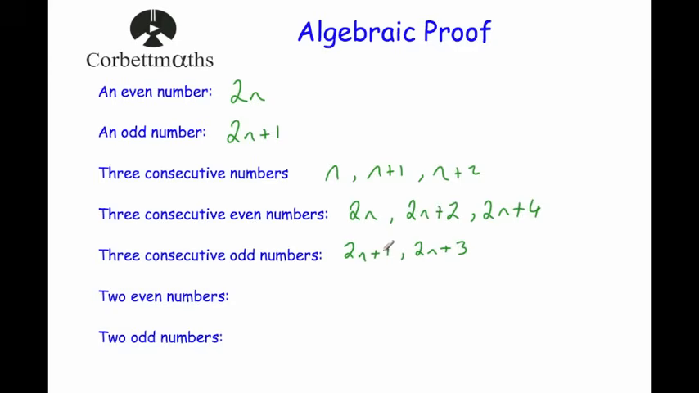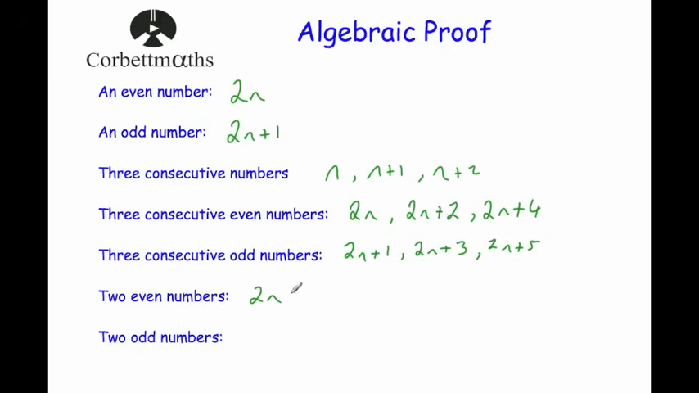So 2n plus 3 is the next odd number. And then 2n plus 4, again, that's even. So 2n plus 5 would be the next next odd number. So that would be 3 consecutive odd numbers.